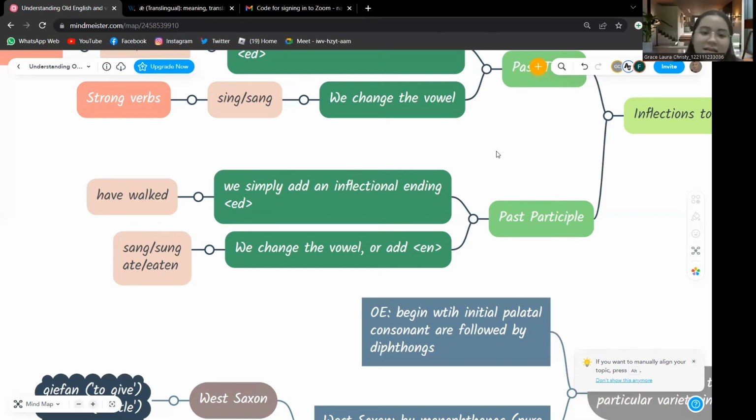And as in present-day English, verbs in Old English were either weak or strong. However, there were more strong verbs in Old English than in present-day English. Over time, many of these became weak through a process of regularization.